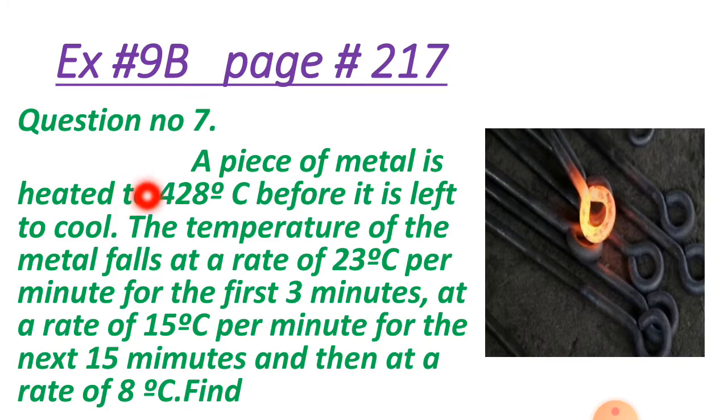Question number 7 is about metal. A piece of metal is heated to 428 degrees centigrade before it is left to cool. You have to just remember these figures, so I am going to read the question carefully. Pay attention over here. The temperature of the metal falls at the rate of 23 degrees centigrade per minute for the first 3 minutes. Remember these both numbers. After that, at the rate of 15 degrees centigrade per minute for the next 15 minutes.